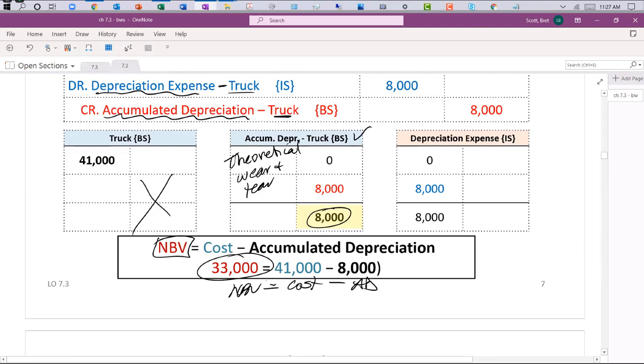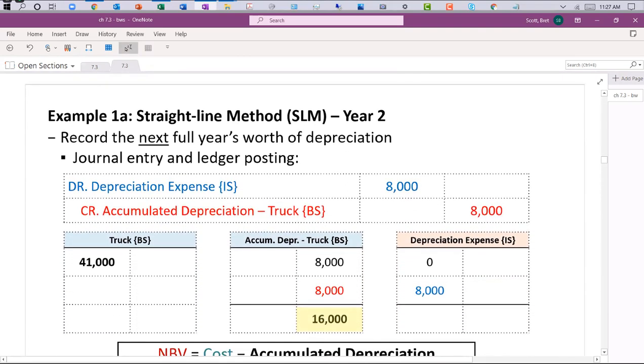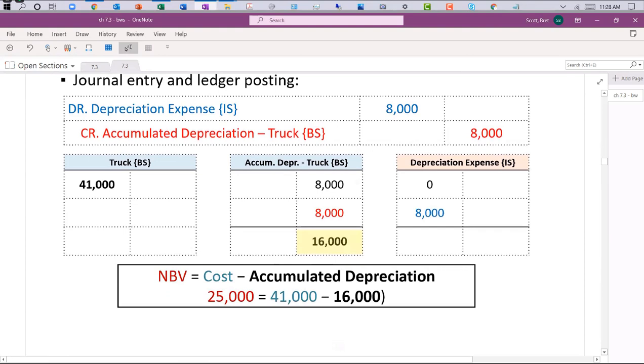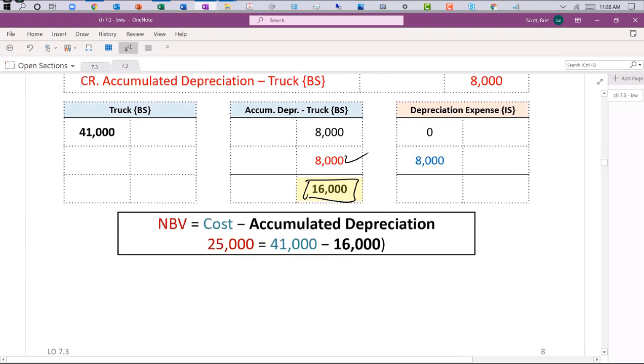So just remember that for the sake of the exam, because there's always going to be questions about these kinds of problems on the exam. What about the next full year's worth of depreciation? Guess what? There's no mystery here. It's still just going to be the $8,000, but this time we can see it's stacking up in the accumulated depreciation account. After 2 years, we've consumed $16,000 worth of value from the truck.